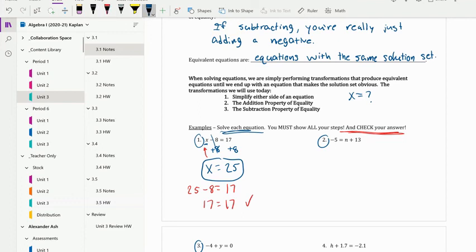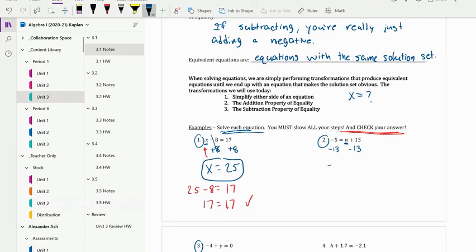Okay, moving on. Number 2. Negative 5 equals n plus 13. Well, in this case, again, we're trying to isolate the n. It's not always going to be an x. So to do that, we see it's n plus 13. So if we can subtract 13 from both sides, we'll be feeling pretty good.